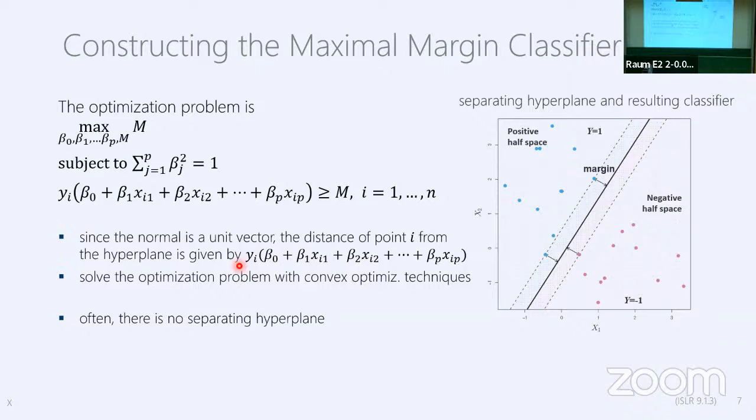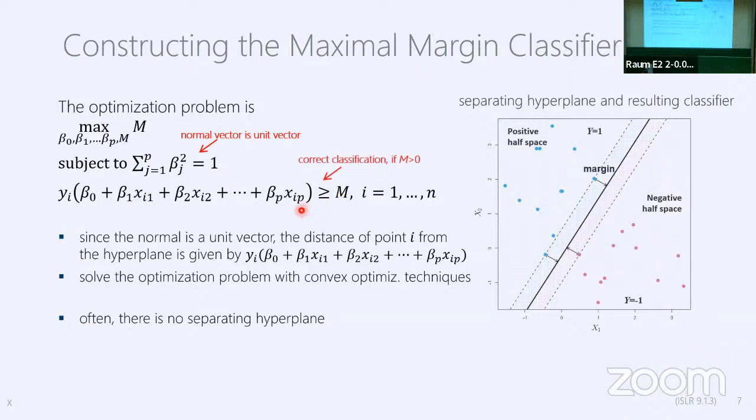So, okay, then how do we actually find this line? Well, we write down an optimization problem. We say, find these coefficients b such that the margin is maximized and it holds that the sum of bj squared equals 1. This just essentially ensures that the vector that defines the hyperplane has unit norm. It's just a convention so that when we compute the margin, we can do it in an easy form.